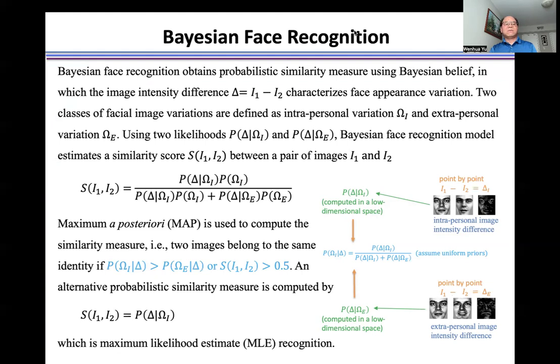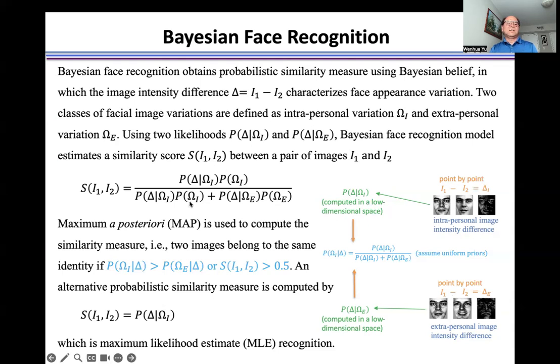Two classes of facial image variations are defined as intra-personal variation, omega I, and extra-personal variation, omega E, using two likelihood probabilities: probability conditioned on omega I and probability conditioned on omega E. The Bayesian face recognition model estimates a similarity score S between a pair of images I1 and I2, which is defined here.